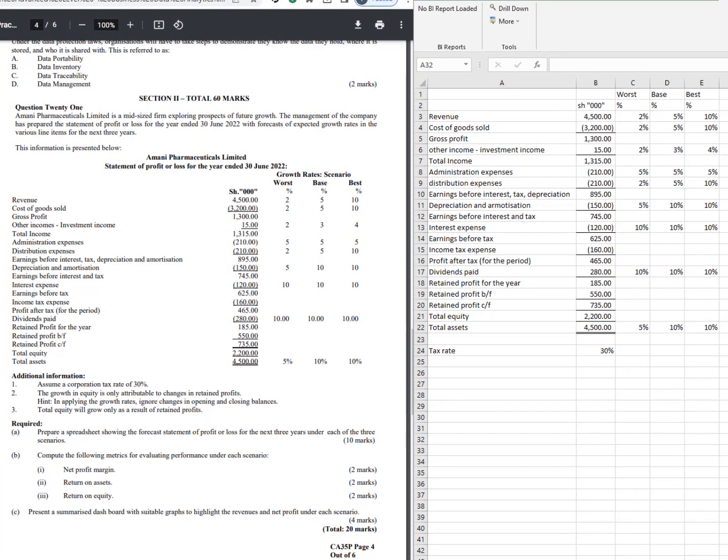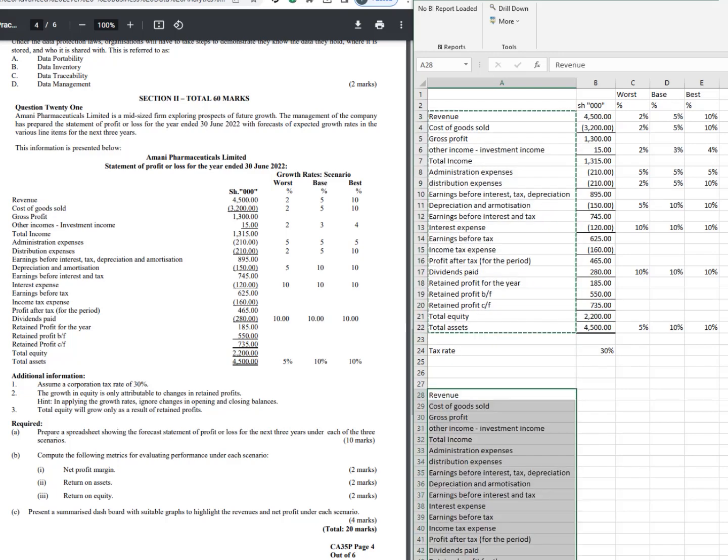So the first step, we are supposed to show the forecast statement of the profit for the next 3 years. So what we do, we first start with the worst case scenario. And what I'd like to do is copy this down here. So we can highlight it, Control C, and then we copy it down here. And maybe on top here, we can write the worst case scenario. Misspelled scenario, the worst case scenario, right?